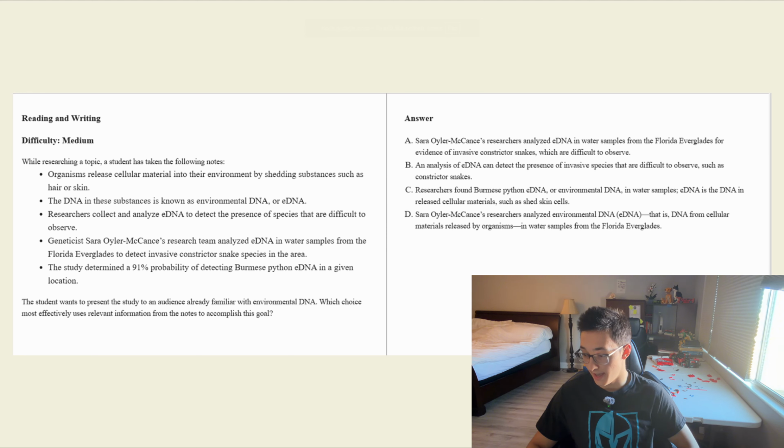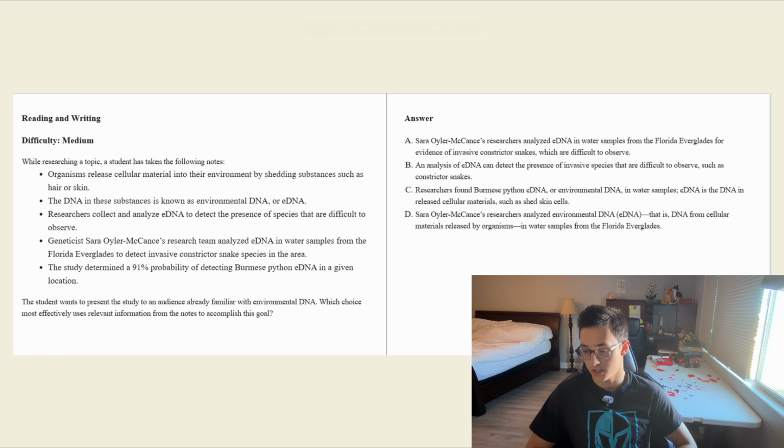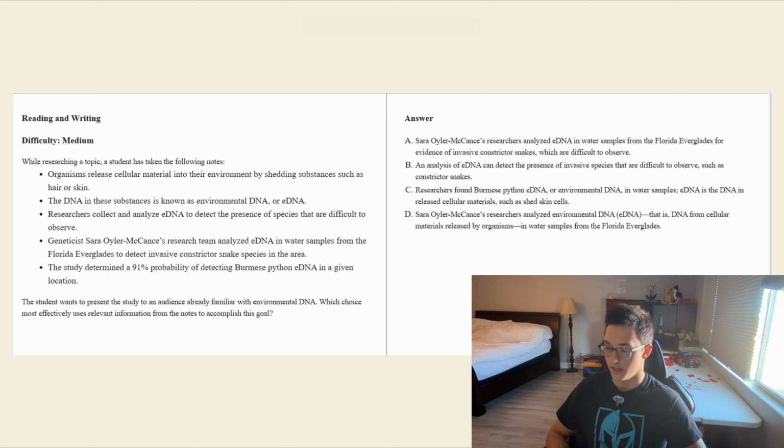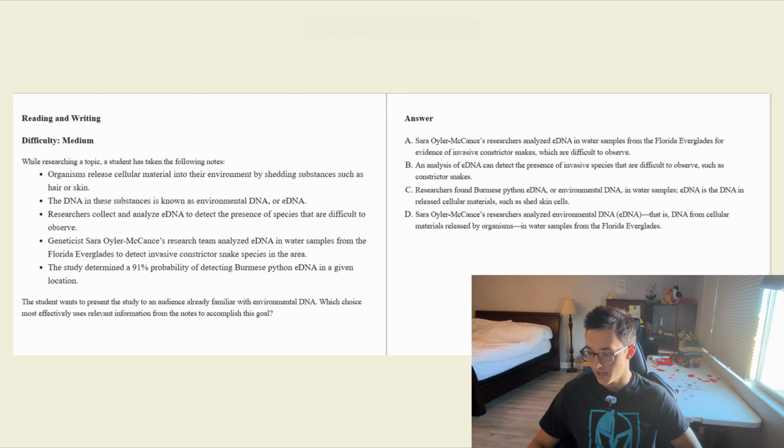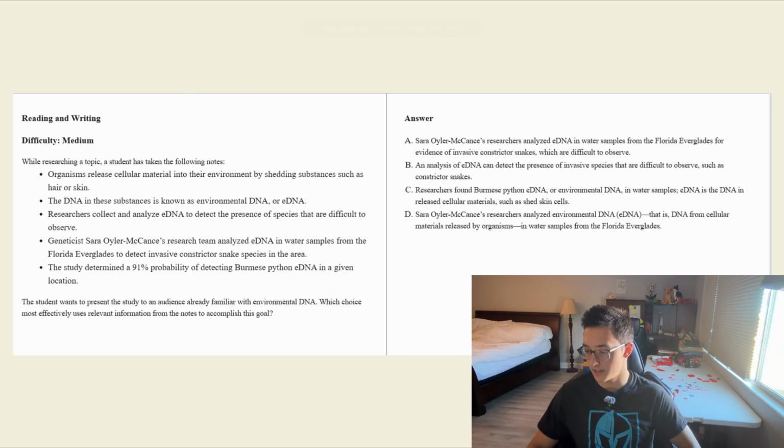And that's basically A, almost word for word. So that's why I like A so much, but that's also why I dislike B, because it doesn't really go over that at all. It talks about the constrictor snakes. It doesn't talk about where it was at, which is the Florida Everglades. And yeah, that's pretty much it. So let's look at C.